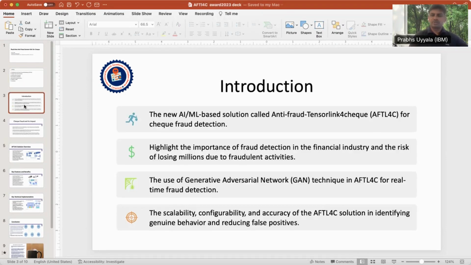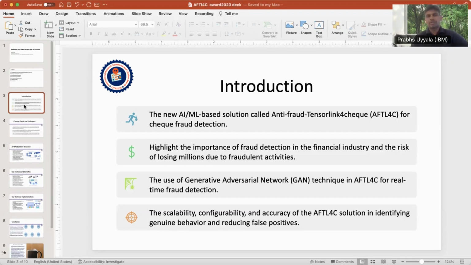Let's dive into the introduction. This is a new AI/ML based solution, Anti-Fraud TensorLink for Checks, for check fraud detection. As of now, most of the fraud detection applications in the banks have only batch detection. When the customer submits the check, you come to know whether the check is fraudulent or not only after processing the check. It takes at least 24 hours to detect whether the check was qualified or not.